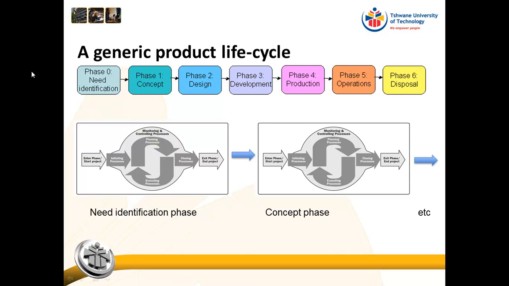So a generic product life cycle would be something like need identification, where you establish what the need is. Why are we developing the product? Why is it necessary to go from laptop computing to tablets? Is there a need? Will people buy it?